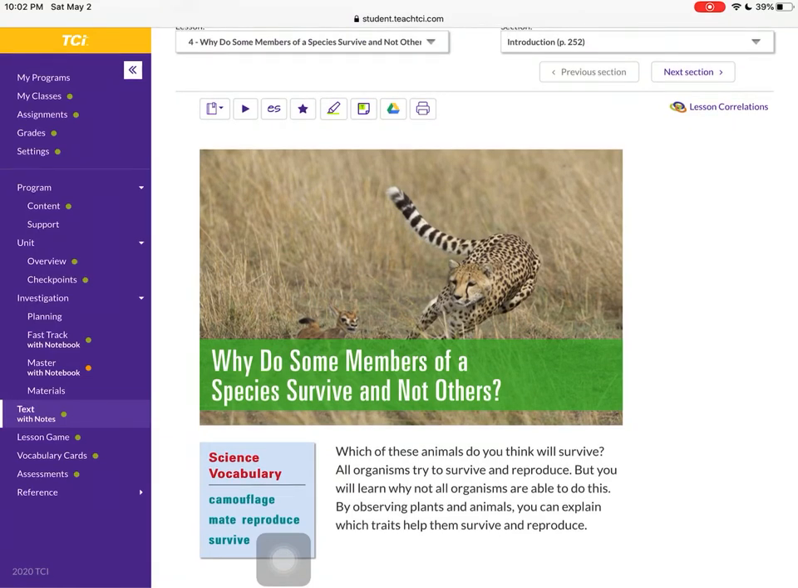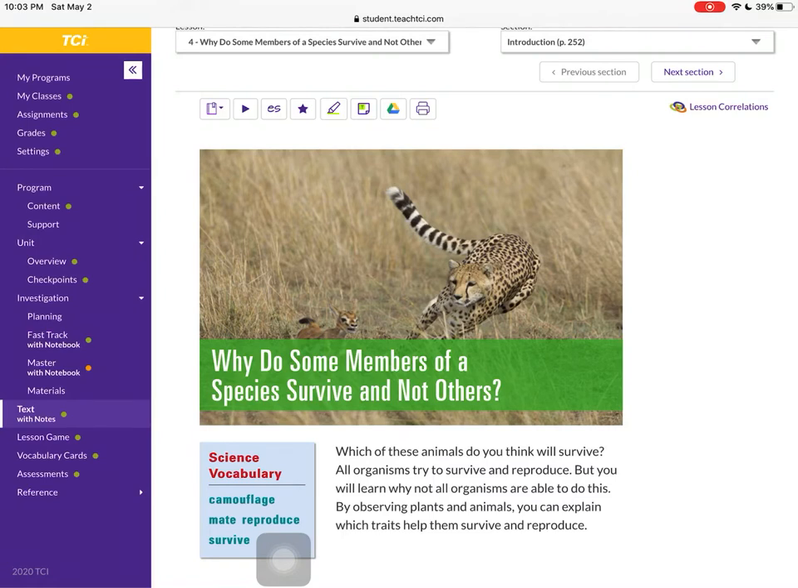So why do some members of a species survive and not others? Which of these animals do you think will survive? Well, which one? Clearly, I believe the cheetah is going to survive. A, he's the fastest animal on the planet, and B, he is bigger than that other guy. So I think he's going to win the battle.